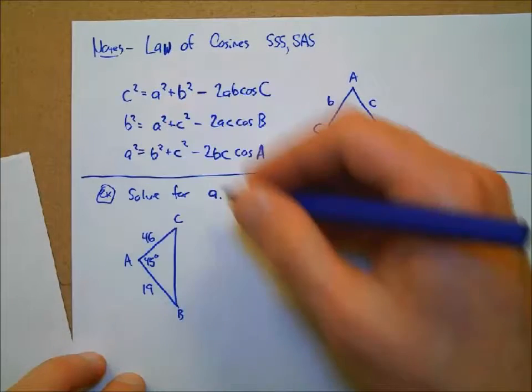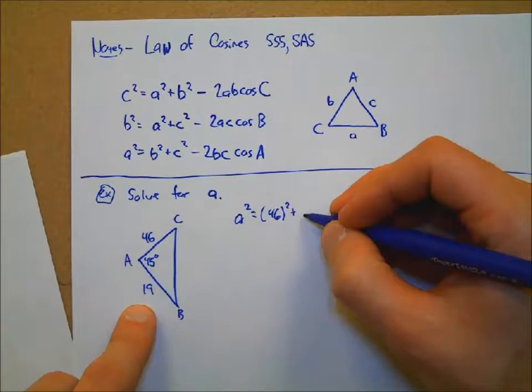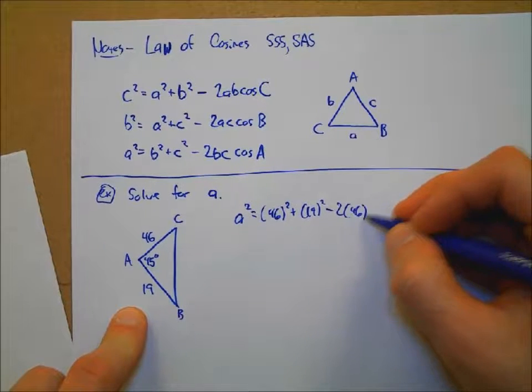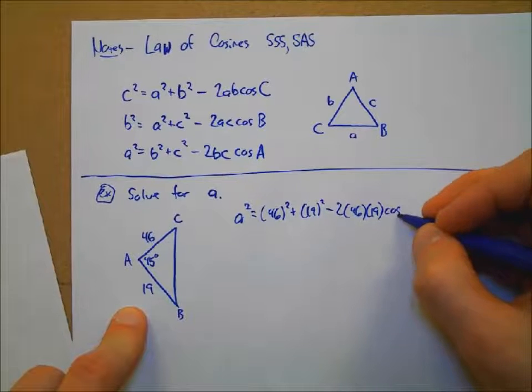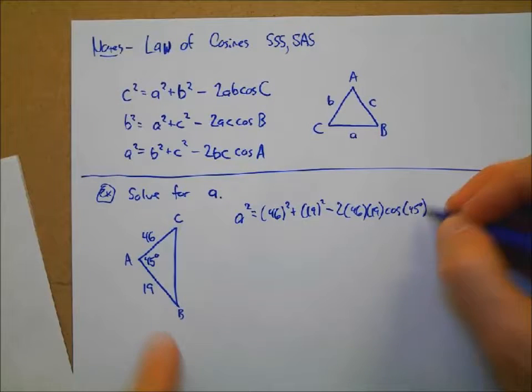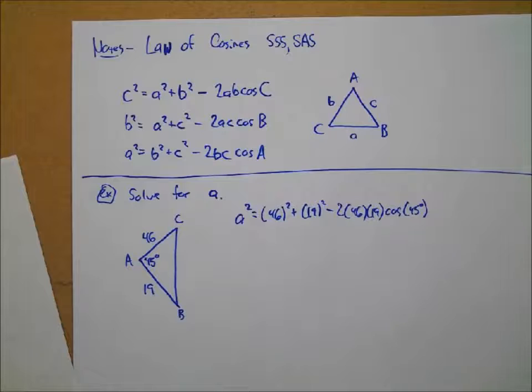So we'll say a squared equals our b, which is 46 squared, plus the c, which is 19 squared, minus 2 times 46 times 19 cosine of angle A, which is 45. Now this one we can technically do without a calculator. What's cosine of 45 degrees? Right, same as pi over 4. So what's the ratio? Root 2 over 2. So we could put a root 2 over 2 here and then multiply it all out. Granted, it's going to be a little yucky, but you get the idea.